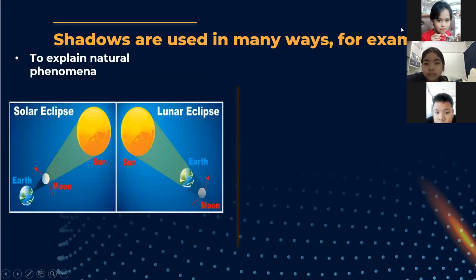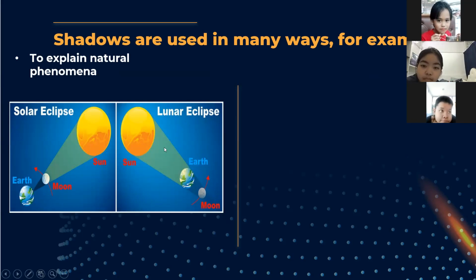to explain natural phenomena. Okay? Like the solar eclipse or lunar eclipse. Do you know the difference between solar eclipse and lunar eclipse, class? When we say solar eclipse, class, the solar eclipse occurs when the moon passes between the earth and the sun, leaving a moving region of shadow on earth's surface. This is the shadow of the moon on the earth. That is solar eclipse.